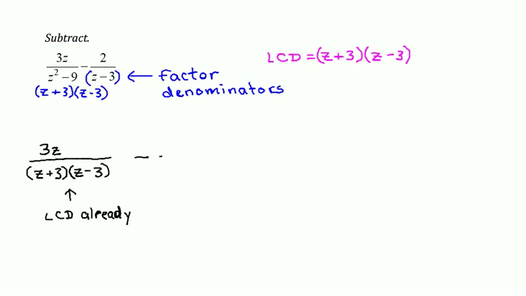Whereas my second rational term, 2 over z minus 3, is missing the factor z plus 3 from its denominator. So this is the one that I do need to build up, and I want a factor of z plus 3 in the denominator. Therefore, I have to also multiply the numerator by z plus 3.